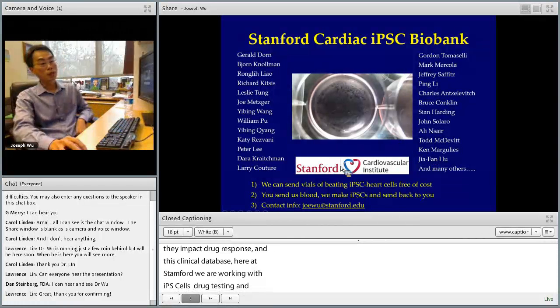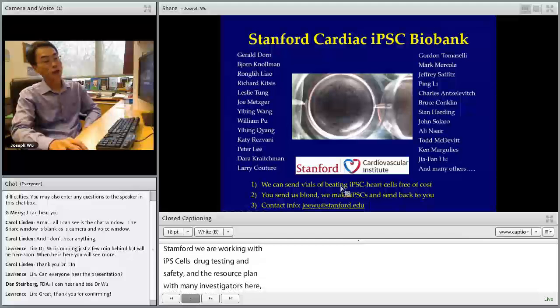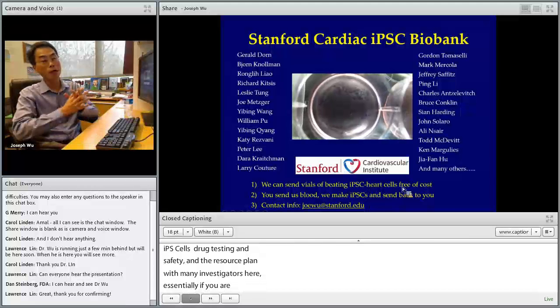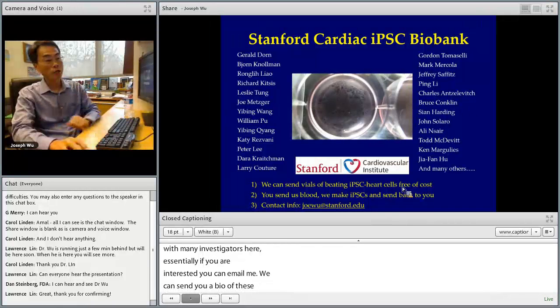And so essentially, if you're interested, you can email me. We can send you vials of these beating iPS cell cardiomyocytes, for example, from normal patients, from DCM (dilated cardiomyopathy) patients, hypertrophic patients, and long QT patients, free of cost.